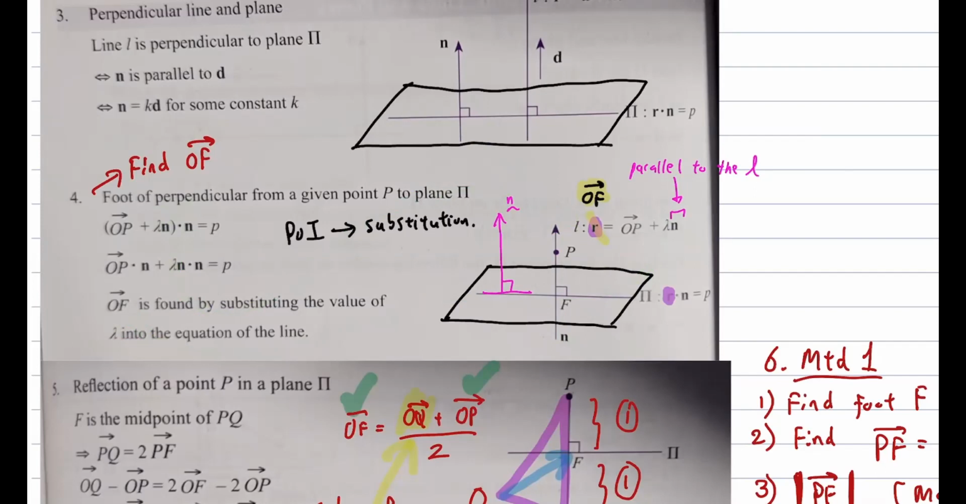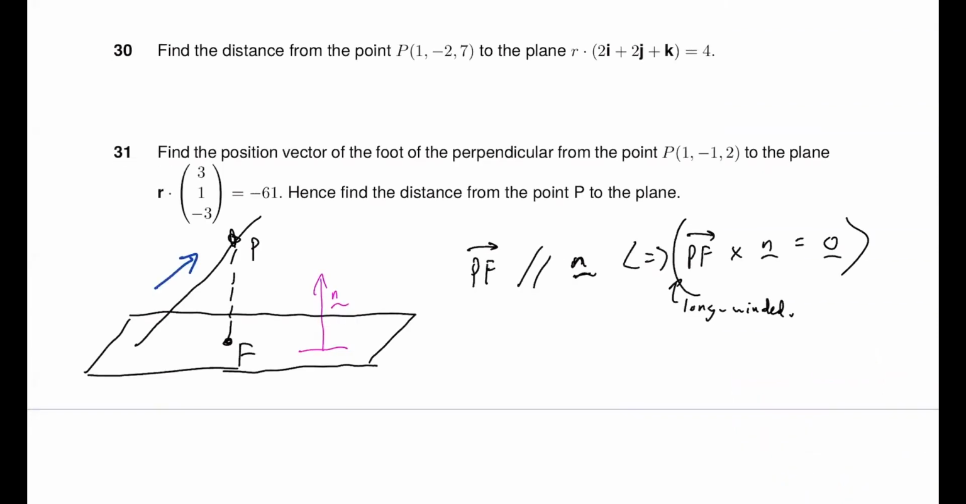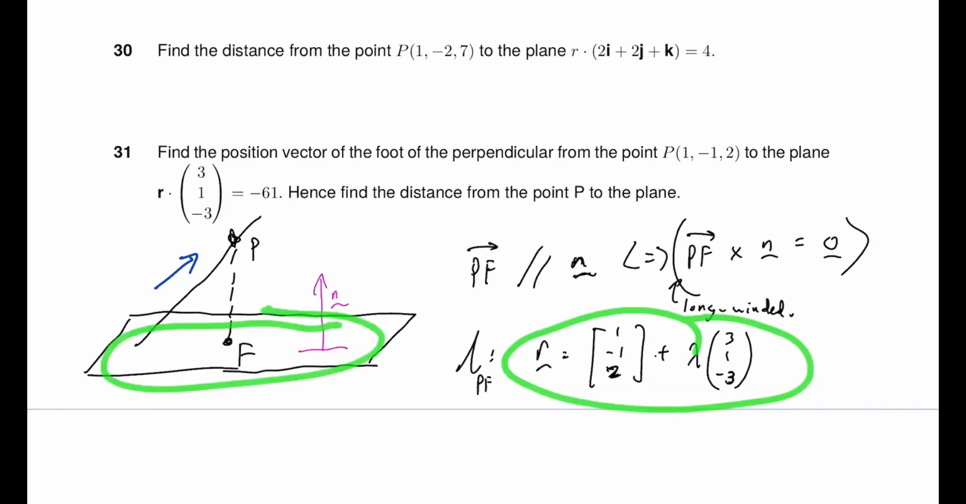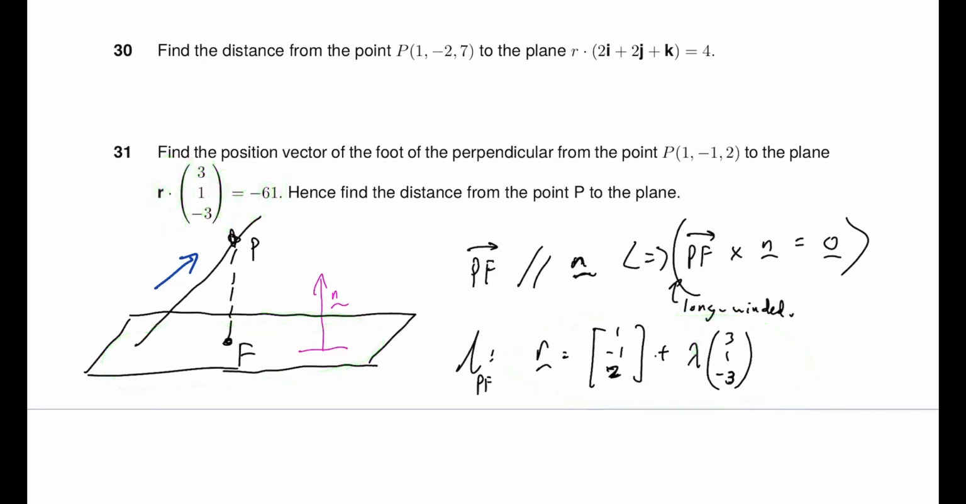Anything to clarify? No, I know how to do this method. Okay, I'll try later. So let's just figure out what's the line L first. The line L, in this case line PF, is actually just r equals OP, which is (1, -1, 2), plus lambda times the direction vector. In this case it is n. What's n? Can you see straight away? (3, 1, -3), right? So now that you have the line and you have the plane equation here, r dot whatever equals -61, you can just substitute in.